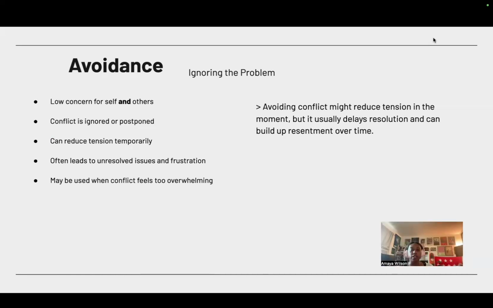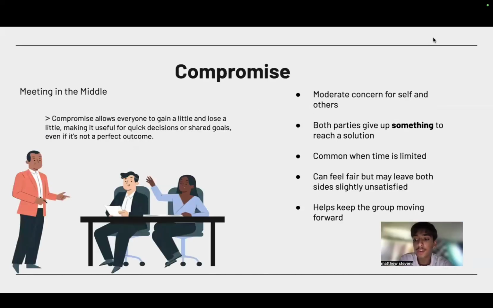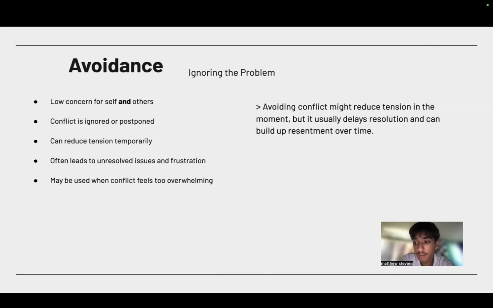Avoiding conflict might reduce tension in the moment, but it usually delays resolution and can build up resentment between group members over time. Avoidance happens when someone chooses to just not deal with the conflict. This is something that everyone does, and it might seem easier in the moment, but it can lead to passive aggressive behavior or miscommunication. In some cases, like when emotions are really high, it can be smart to take a step back. But if avoidance becomes the only solution, it can lead to real issues that never get resolved, and group progress can stall.